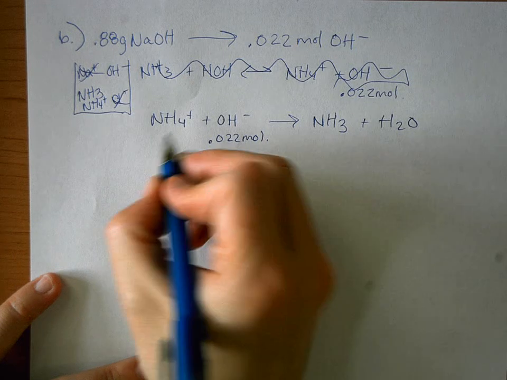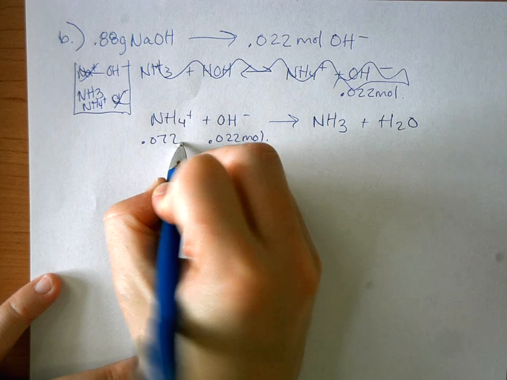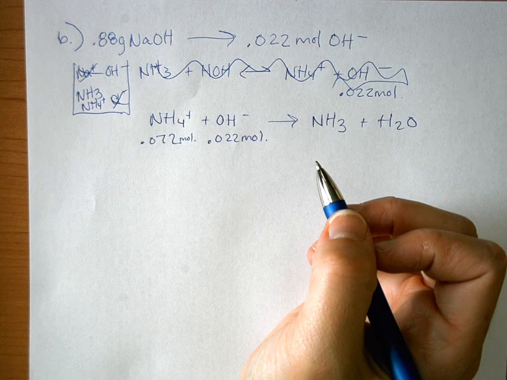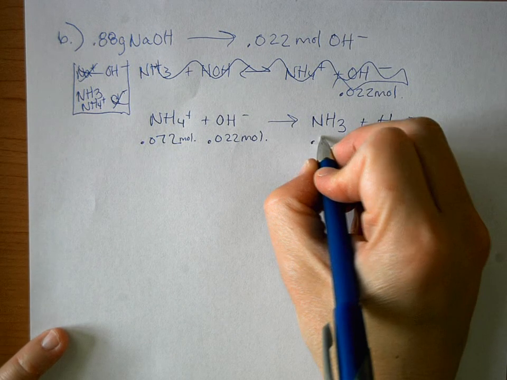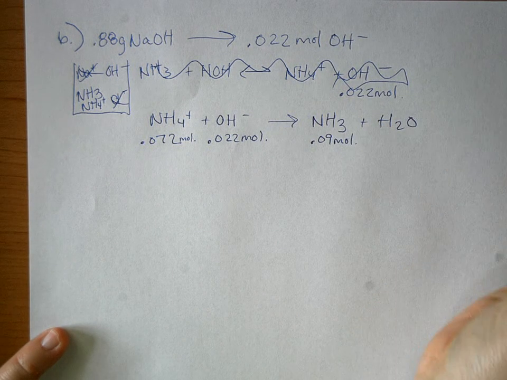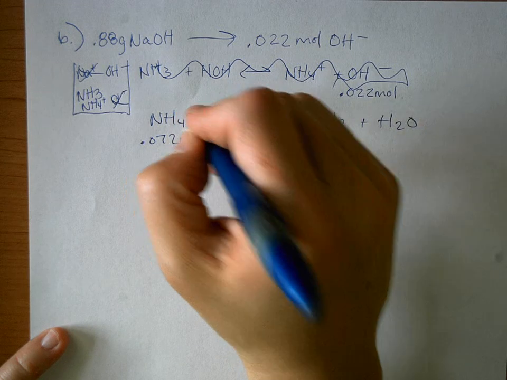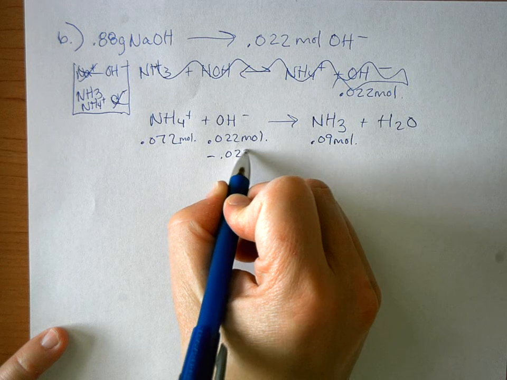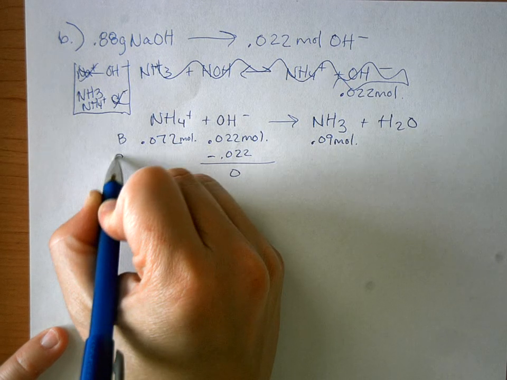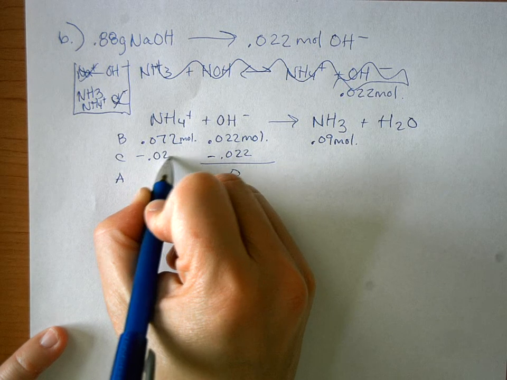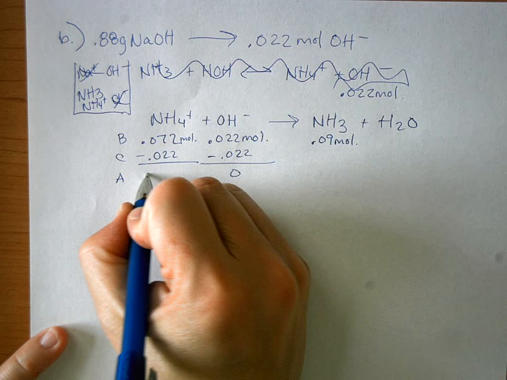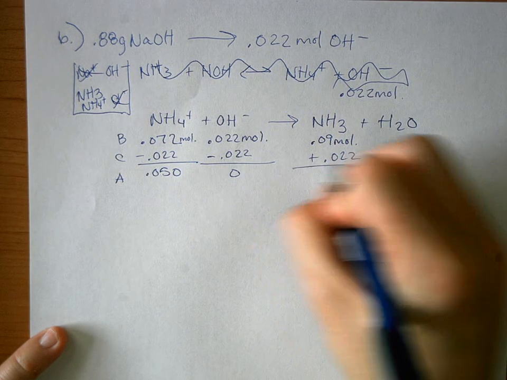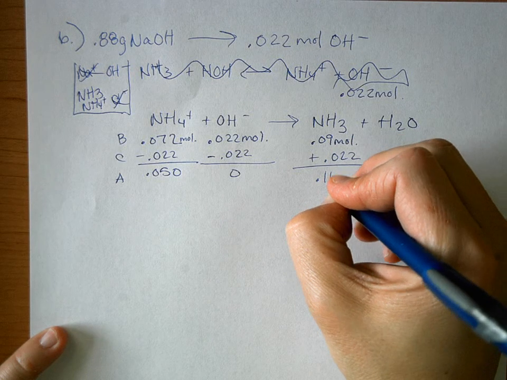So my NH4 starting number of moles was 0.072, and that was just by taking my grams and dividing it by the molar mass initially, and then 0.09 moles. Okay, so my hydroxide is going to get used up first, so minus 0.022 gives me 0. It's my BCA table. Minus 0.022 gives me 0.05. Add 0.022 gives me 0.112.